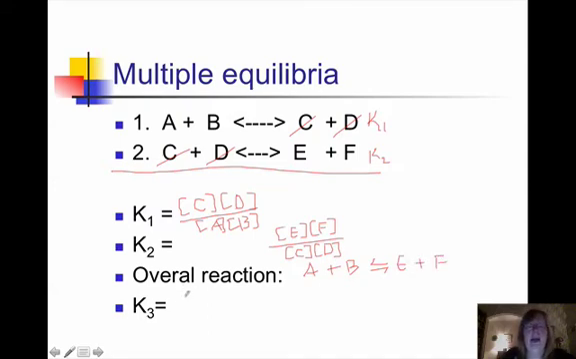And so the K for that would be E times F divided by A times B. Okay, so if you see what happened when we added these two equations together, this is our overall equation. We're pretty good at adding equations, I hope. And then what happens with the K, it looks like they were multiplied together, don't they? If I multiplied K1 by K2, wouldn't we get E times F divided by A times B?